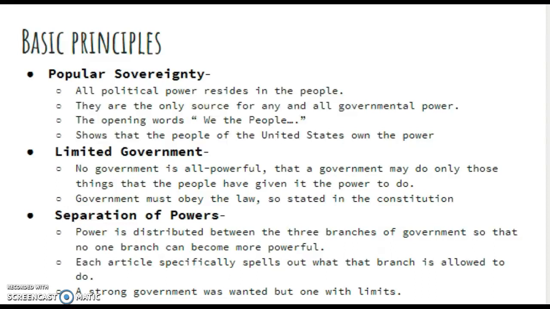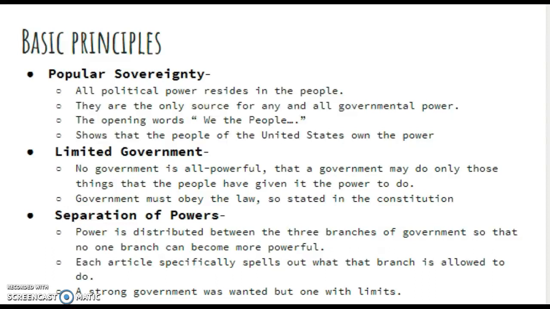Government must obey the laws so stated in the Constitution, meaning that no one is above the law, and that the government is limited in what it can do. And in the Constitution, it specifies what the government can and cannot do. This idea comes from rule of law, and this just means that the government, its officers, are always subject and never above the law. It also comes from the idea of constitutionalism, which is when the government must be conducted according to constitutional principles. They must follow the principles just as everyone else.